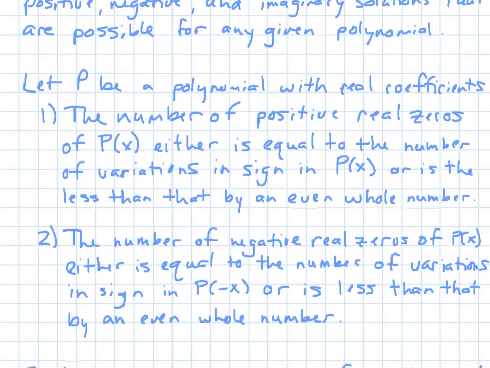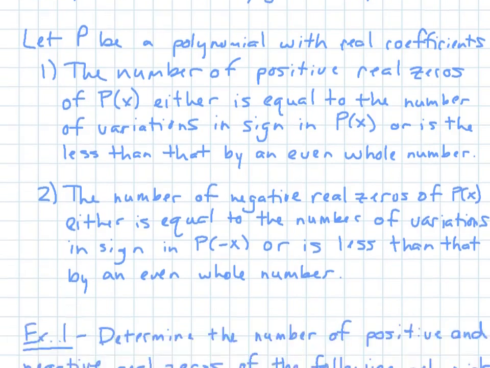So the first thing you need to do is the number of positive real zeros of P of x is either equal to the number of variations in sign in P of x, or is less than that by an even whole number. The number of negative real zeros of P of x is either equal to the number of variations in sign in P of negative x, or is less than that by an even whole number.